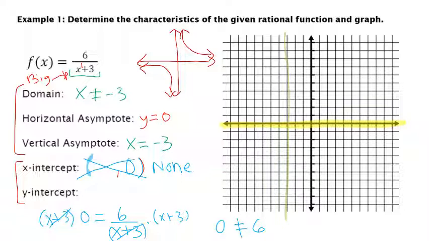And then, so we don't have an x-intercept. For the y-intercept, we're just going to go ahead and do the same thing and put 0 in for x. And then when we go ahead and put that in, we would get 6 over 0 plus 3, which is 2. So our y-intercept is 0, 2. So I'm going to put a point at 0, 2.